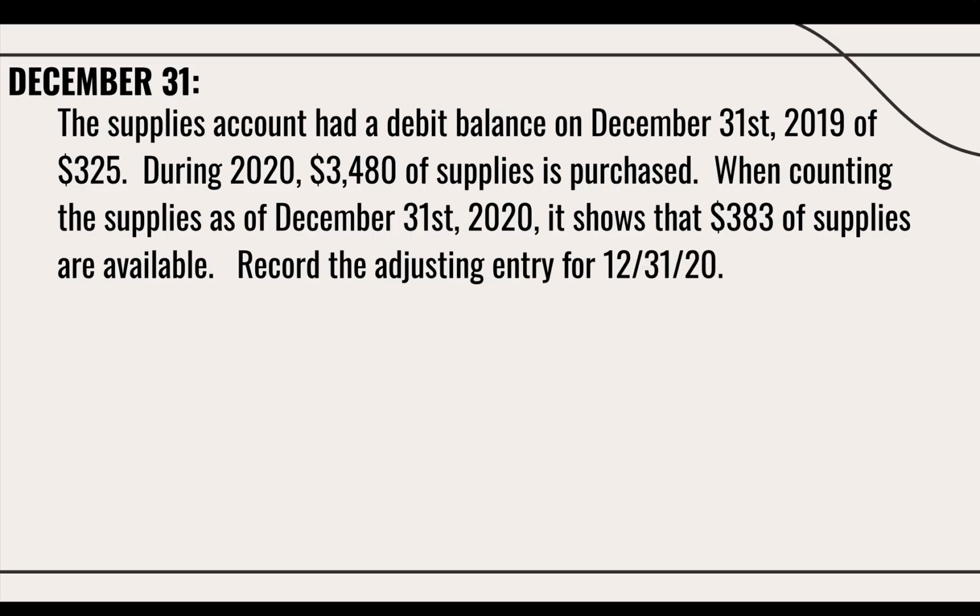Now the supplies ones. Okay, the supplies account had a debit balance at the beginning of this year of $325. And then we bought $3,480 more. And then we had $383 left. What is the adjusting entry for the end of this year to update our books to show how much of our supplies we used during the year? I'm going to pause here.